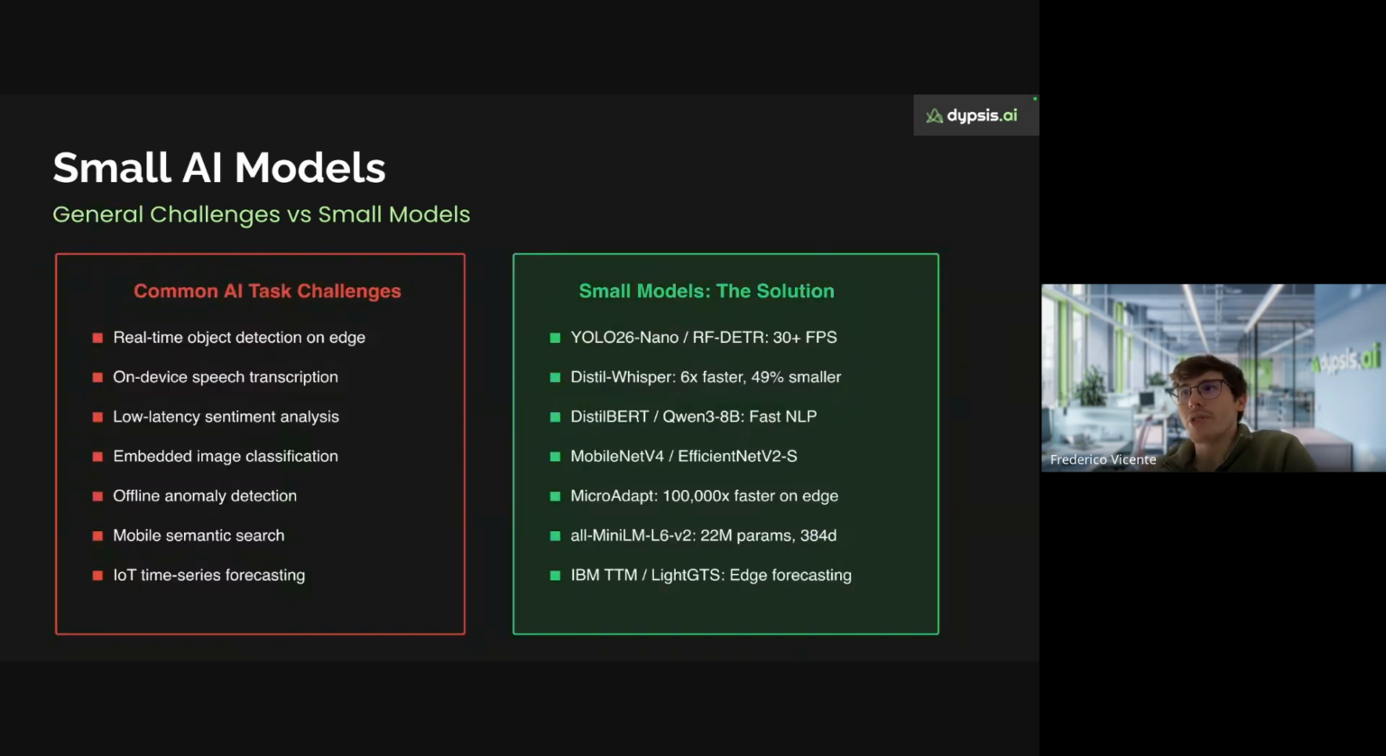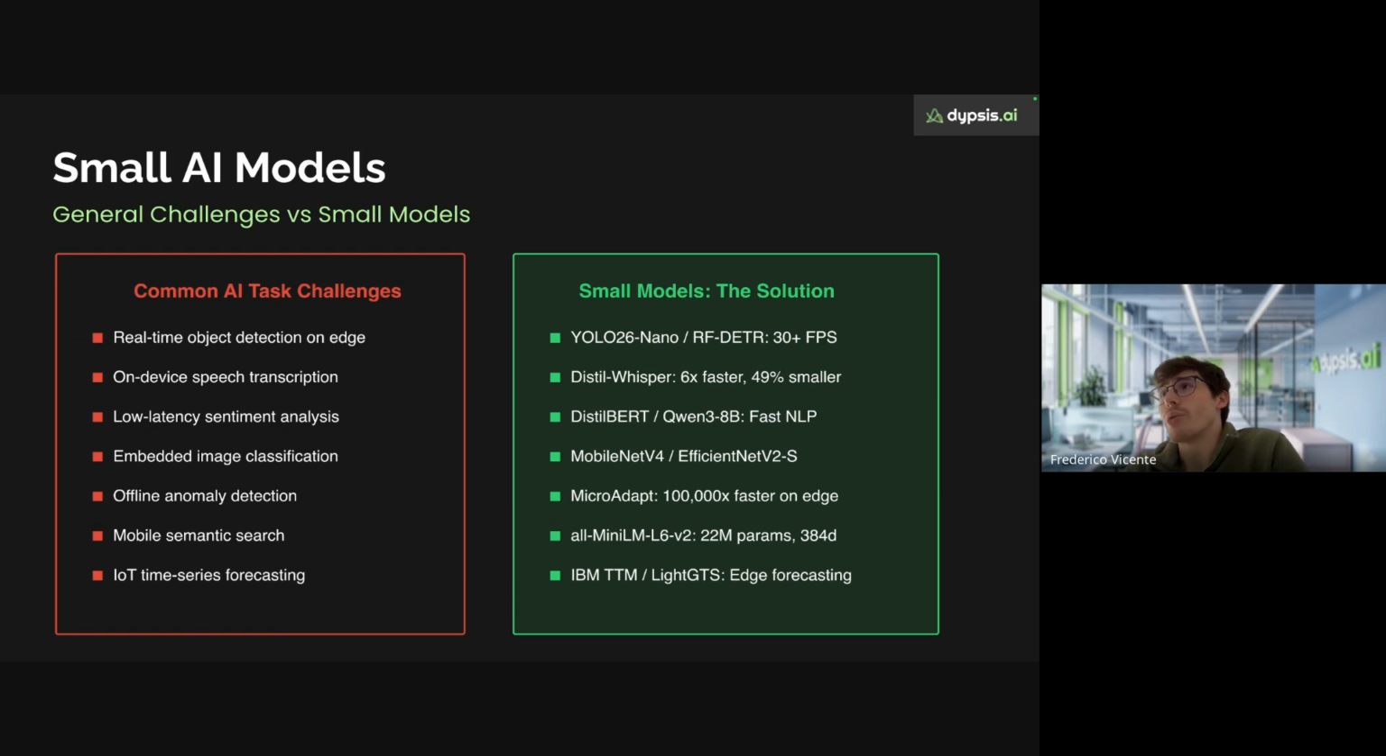But apart from this, there are a lot of different tasks that are not entirely related to this idea of processing documents, such as speech transcription, sentiment analysis, image classification, and time series forecasting.